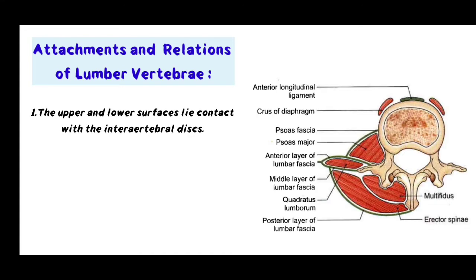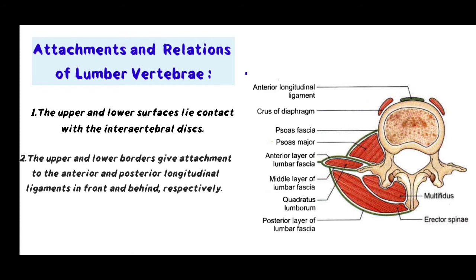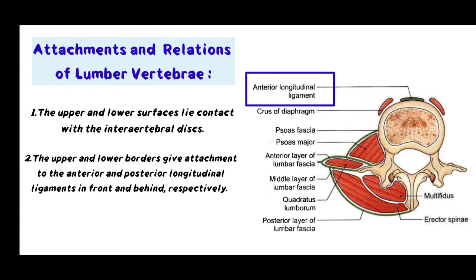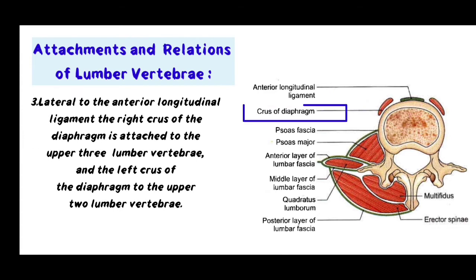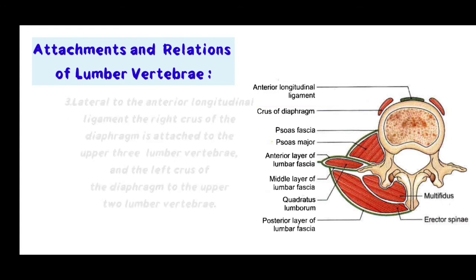The upper and lower surfaces lie in contact with the intervertebral discs. The upper and lower borders give attachment to the anterior and posterior longitudinal ligaments in front and behind, respectively. Lateral to the anterior longitudinal ligament, the right crus of the diaphragm is attached to the upper 3 lumbar vertebrae, and the left crus of the diaphragm to the upper 2 lumbar vertebrae.